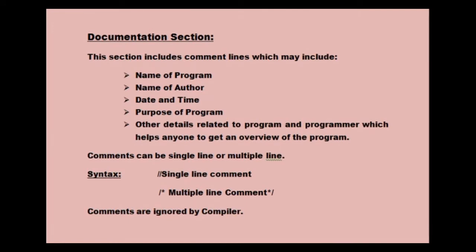First is our documentation section. Documentation section includes the comment lines. Comment can be single line or multiple line. Comment tells the user about the program. That comment may include name of programmer, name of program, date, time, purpose of program and other related information to the program or programmer that help an unknowing user to know about this program. Comments are ignored by the C compiler.